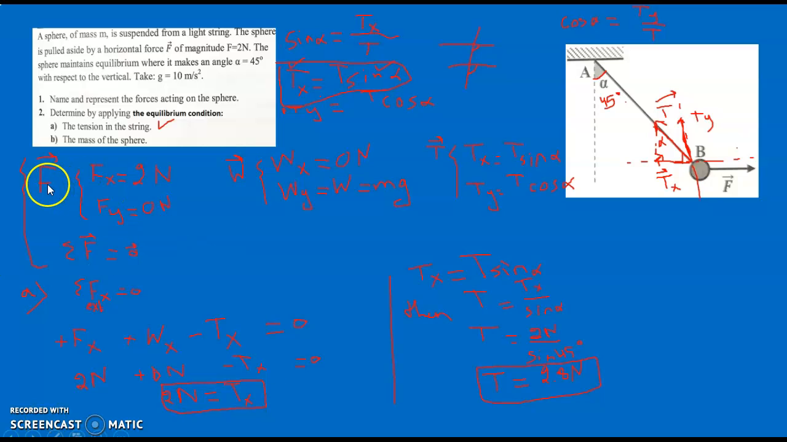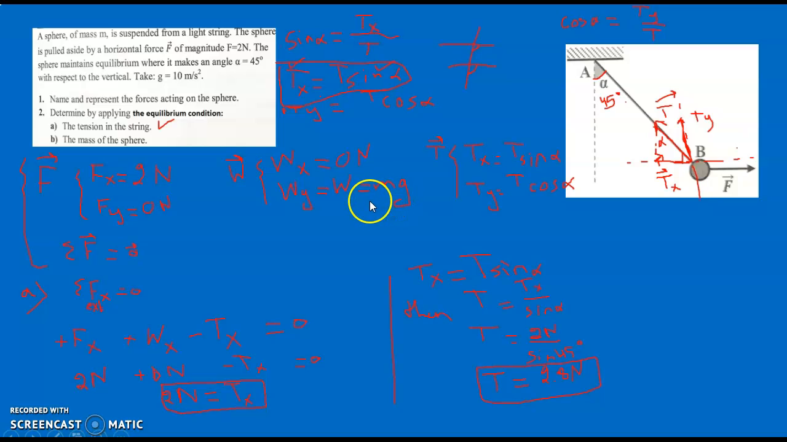So starting with F that is given, the horizontal force. Because it's a horizontal force, Fx is equal to the magnitude of the force, which is 2 Newton, and Fy equals 0 Newton. And for W, Wx is 0 Newton because it's a vertical force, and Wy should be equal to the magnitude of W. It's equal to m times g.